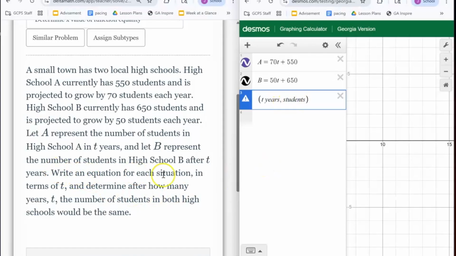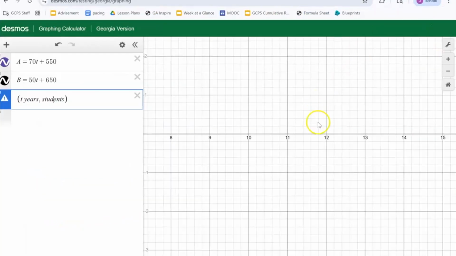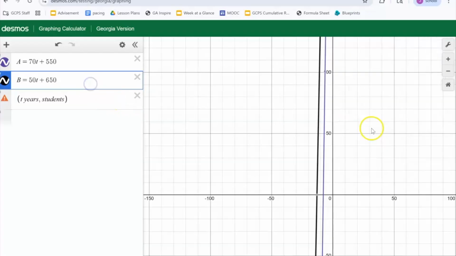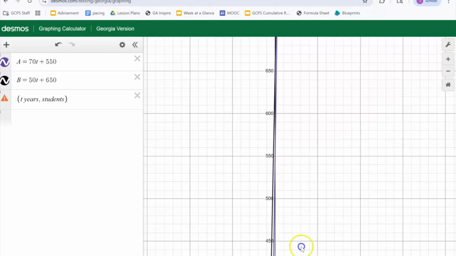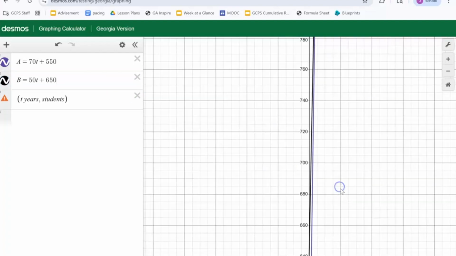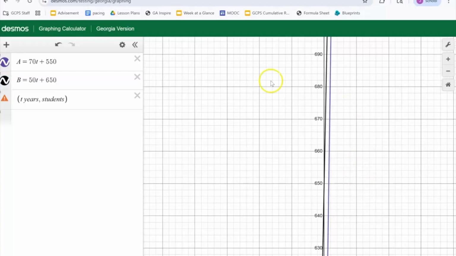All right, write an equation for each situation in terms of T and determine after how many years T the number of students in both high schools will be the same. So I'm looking for where they intersect, where they're the same. So I'm just going to zoom out until I find it. All right, but the faster way instead of me searching would be to put them equal to each other. So I'm going to do that because I think I'm going to be searching forever if I don't. So they're going to be equal to each other.